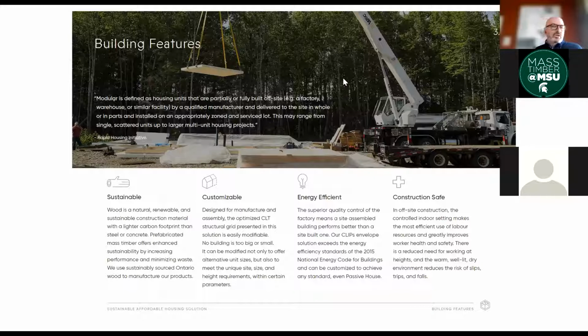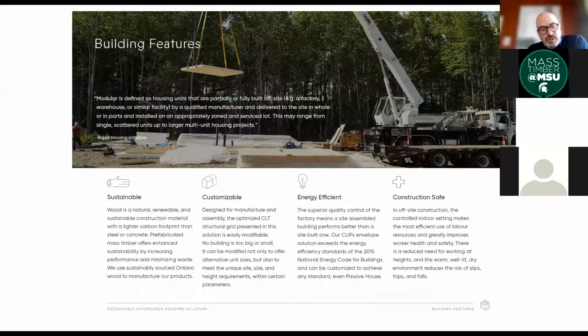So we can change the size of the footprint, we can change the number of floors, we can change the room layout. This affordable housing building was designed all with small units. I think they were all single bedroom units, just under 400 square feet. But the structural design allows us to do studios, 1 bedrooms, 2 bedrooms, and beyond. So a great degree of flexibility.